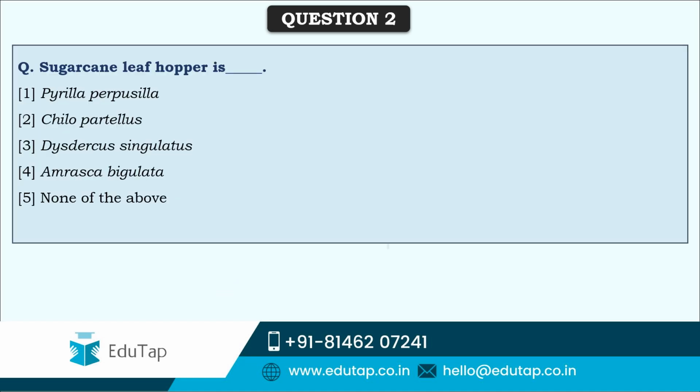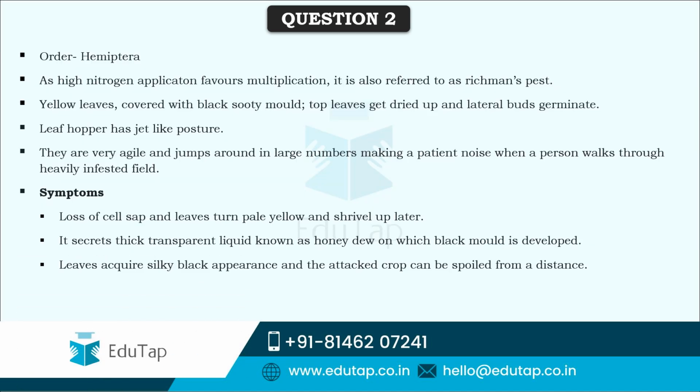So friends, next comes sugarcane leaf hopper. Which of the following is a sugarcane leaf hopper? And the correct answer is Pyrilla perpusilla. This is the sugarcane leaf hopper and it belongs to the order Hemiptera. And see, high nitrogen application favors the multiplication of this hopper, so hence it is also sometimes referred to as rich man's pest. And because of this, yellowing of leaves occurs, the leaves would be covered with sooty mold, top leaves get dried up, and lateral buds germinate. All these are the various symptoms or characteristics of leaf hopper in sugarcane.